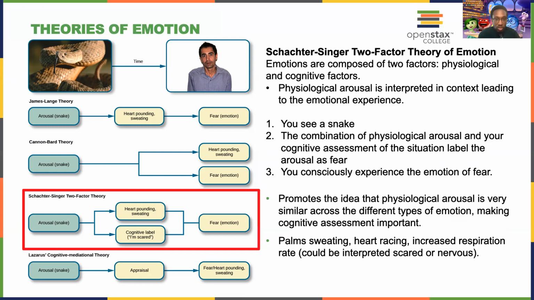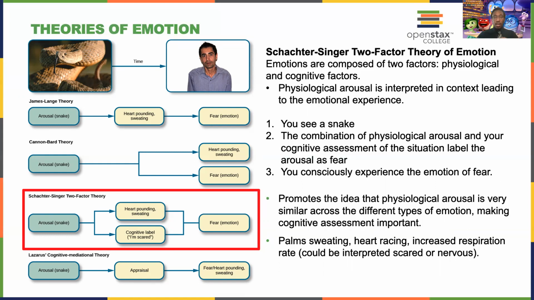The next theory is the Schachter-Singer two-factor theory of emotion, which posits that emotions are comprised of two factors, physiological and cognitive factors, and that physiological arousal is interpreted in a specific context that leads to the conscious emotional experience. So you see a snake, and the combination of physiological arousal and your cognitive assessment of the situation help you interpret the situation as being, oh, these two elements together add up to make fear. And that combination is what allows you to have the conscious experience of fear.